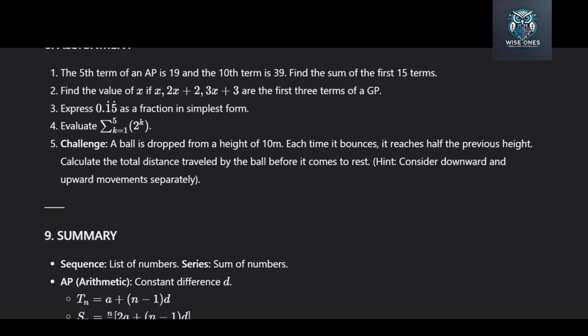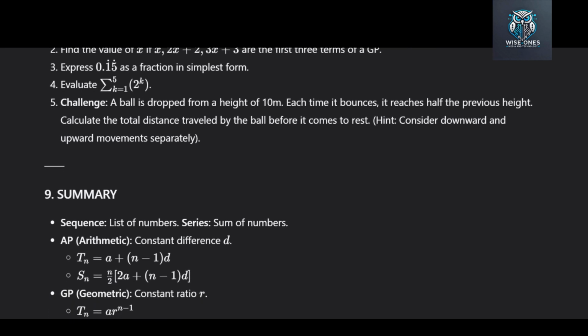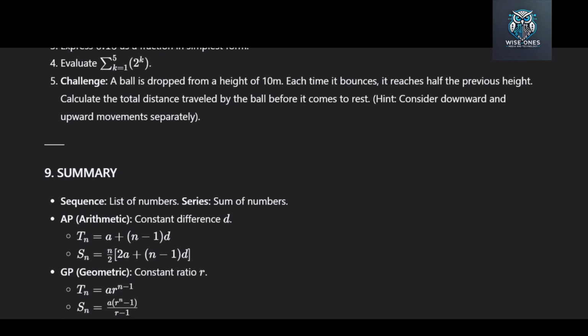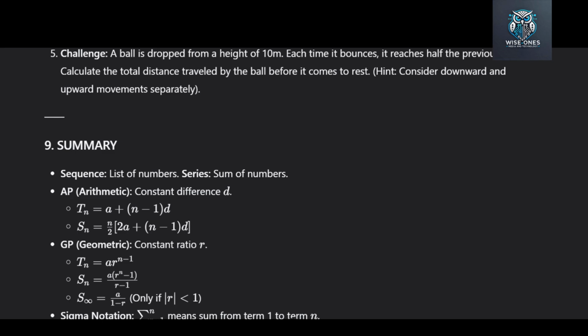Question 3. Express 0.15 recurring as a fraction in simplest form. Question 4. Evaluate sigma from k equals 1 to 5 of 2 to the power of k. Question 5 is a challenge. A ball is dropped from a height of 10 meters. Each time it bounces, it reaches half the previous height. Calculate the total distance traveled by the ball before it comes to rest. Hint: consider downward and upward movements separately.